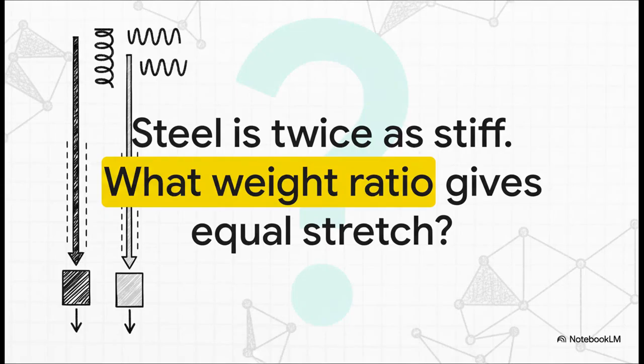All right, here we go. A classic NEET problem. Listen closely. You've got two wires, steel and brass. They have the same length and the same area. Now, here's the info you're given. The Young's modulus of steel is twice that of brass. The goal? We want to add weights to them so that their lower ends finish at the exact same level, meaning they stretch by the same amount. The question is, what's the ratio of the weights you need? Take a second, maybe even pause, and think about how you would start this.